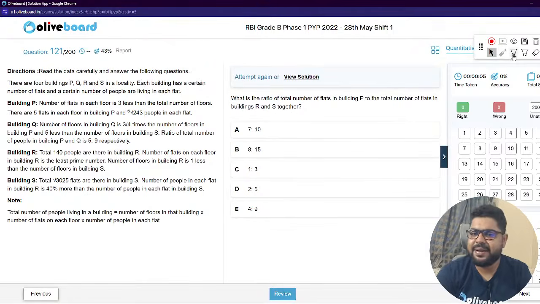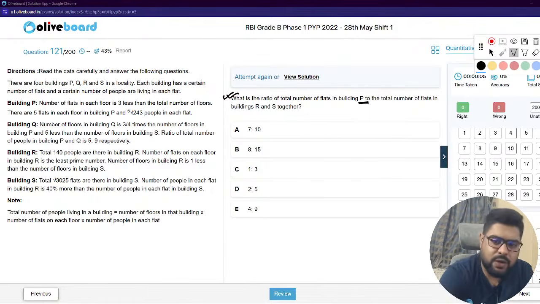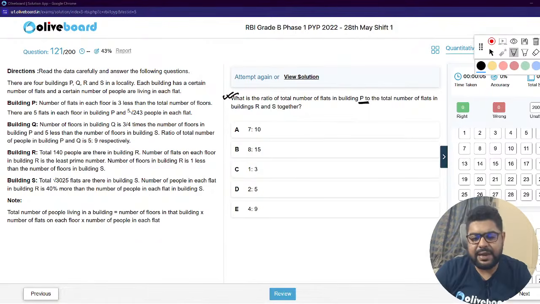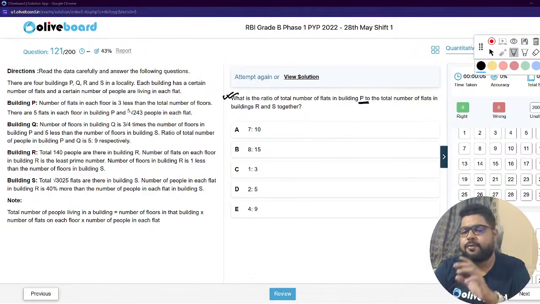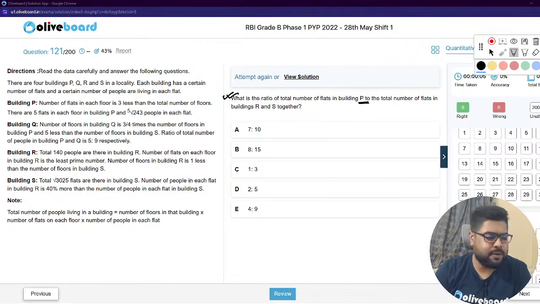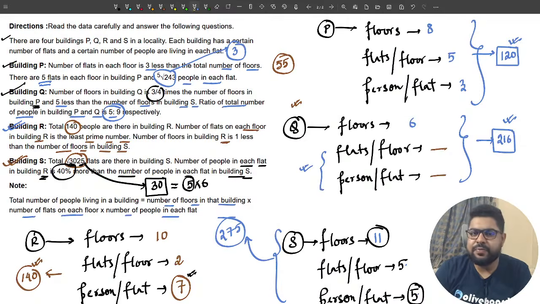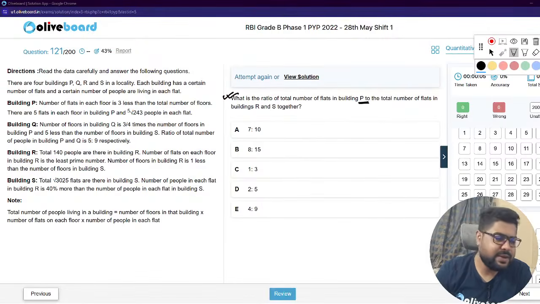Let's move ahead a little. Ratio of total number of flats that are there in P. Sir, how many flats were there in P, sir? Let's figure it out, sir. 8 floors, like 5 flats per floor. Total, sir, 40 flats. If you just want to take a look, see this once. Sir, 8 floors and 5 per floor, so 8 and 5 will give you 40, sir. Correct? Sir, 40.